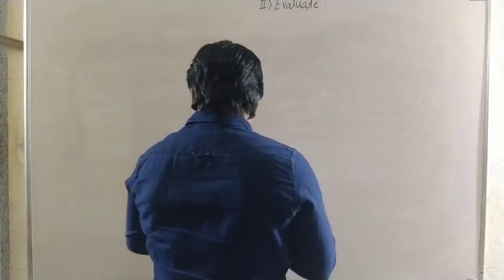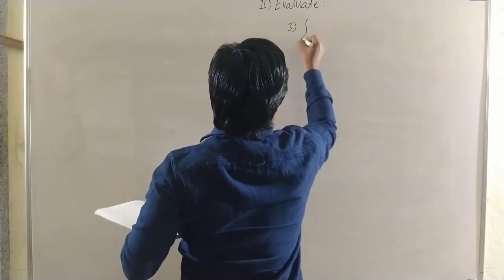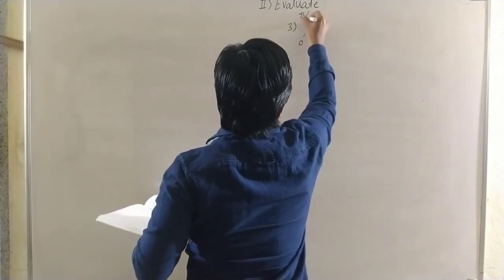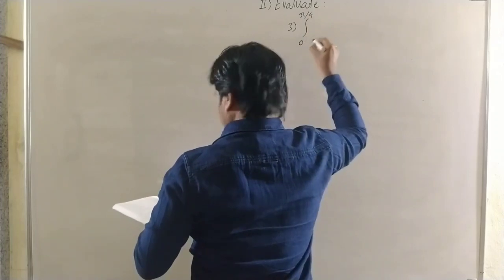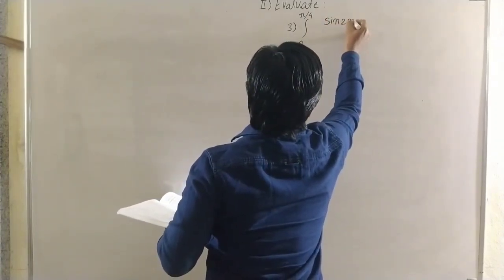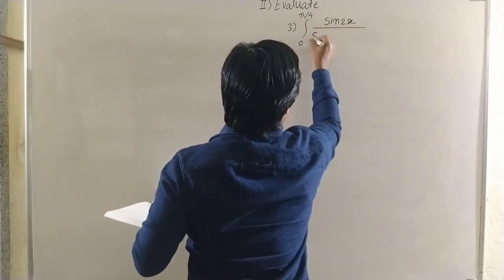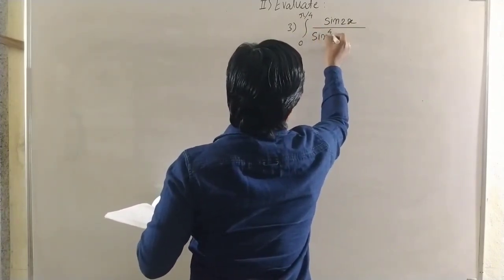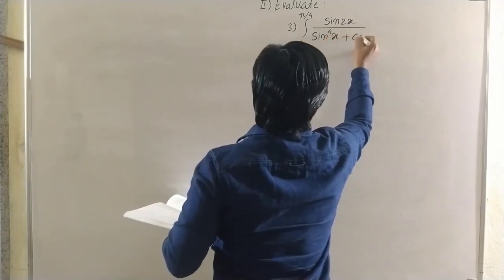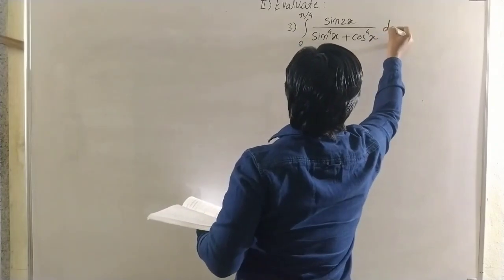Example number 3. Integral 0 to pi by 4 of sin 2x upon sin to the power 4x plus cos to the power 4x dx.